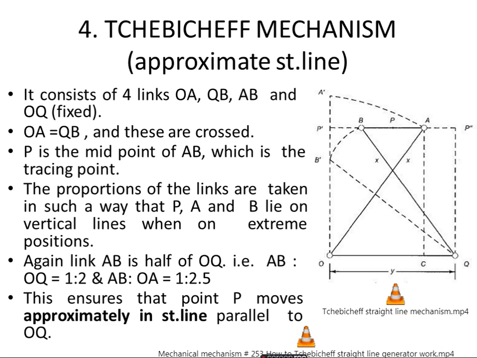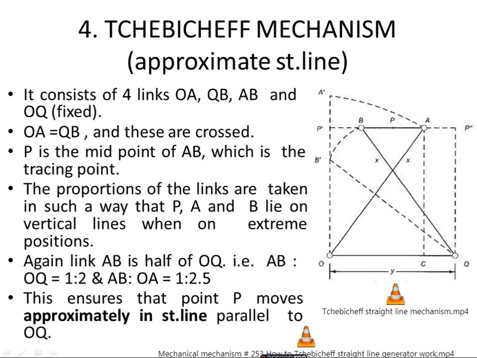Okay, AB is taken as half of OQ, and you get the ratio AB to OQ as 1:2, and AB to OA as 1 to 2.5. Okay, so this shows a path moving in a straight line.